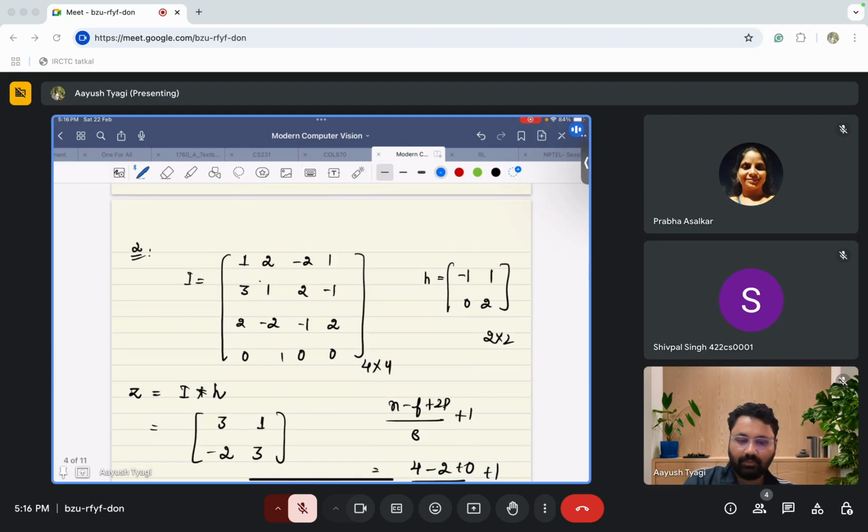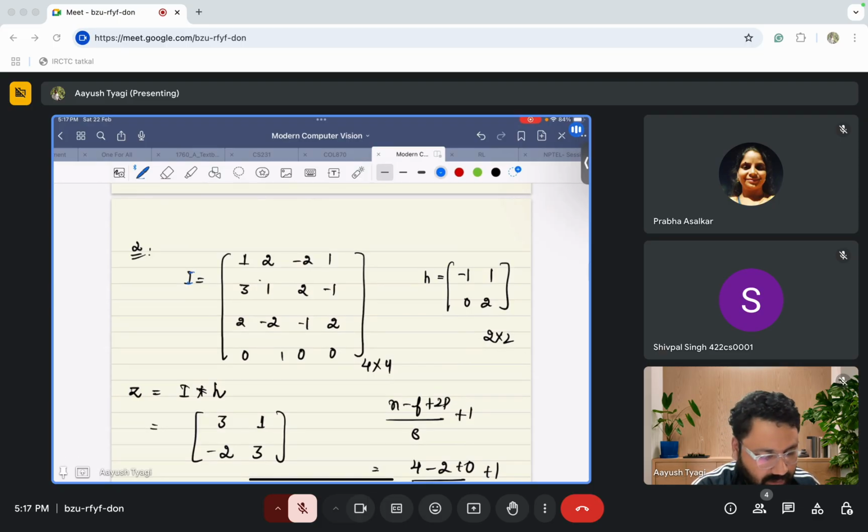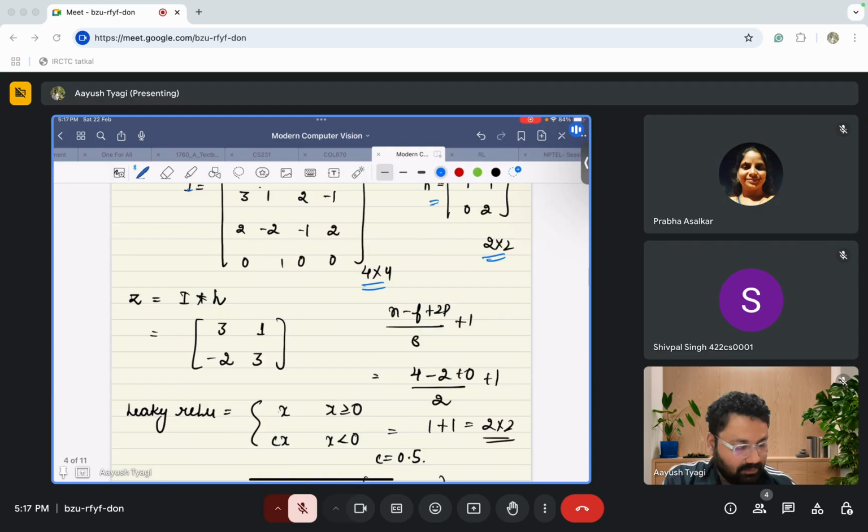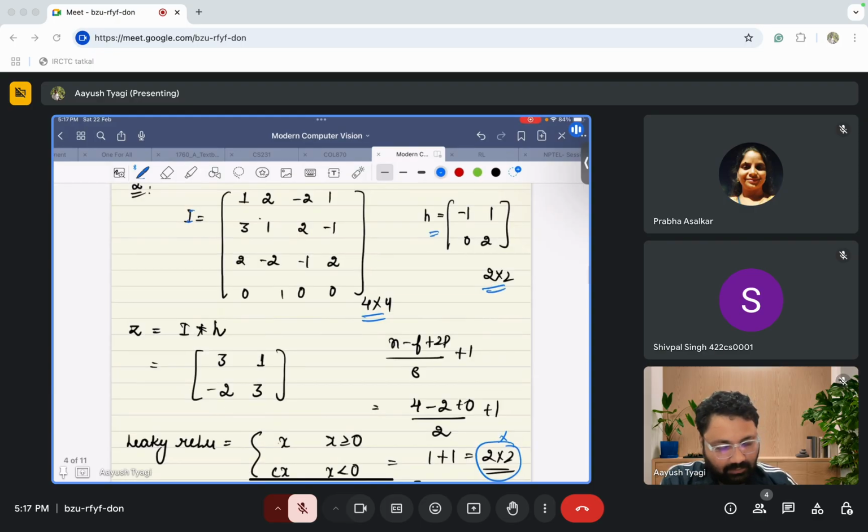So the next question was related to convolutional neural networks, where you have an input which is I, and a kernel which is h. You have a 2 cross 2 kernel and a 4 cross 4 input. Let's see what the output should be in this case. The output should be 2 cross 2, right? And what you have to do is compute the convolution operation between I and h.